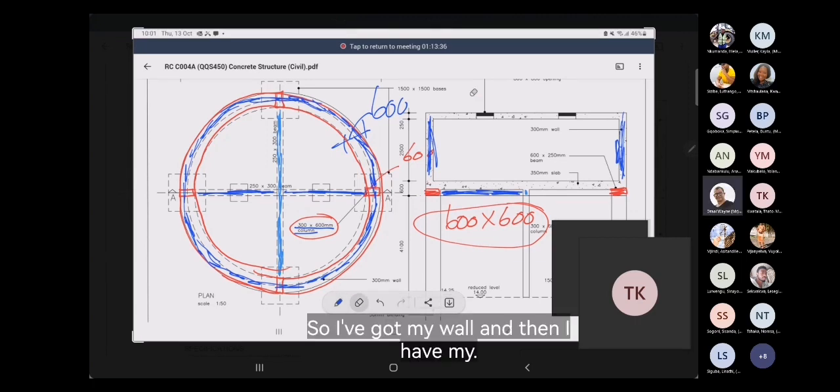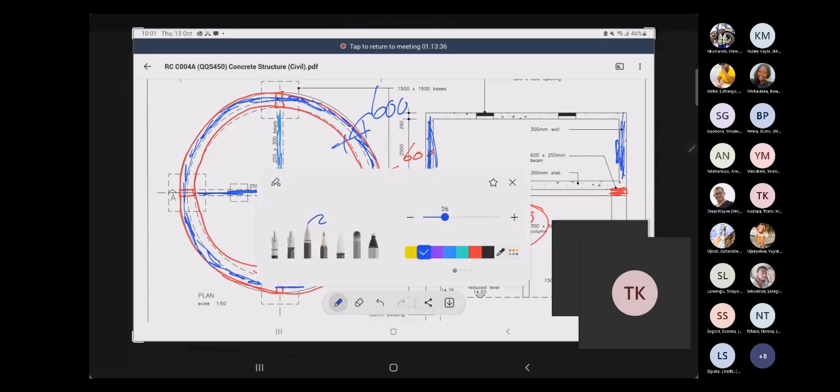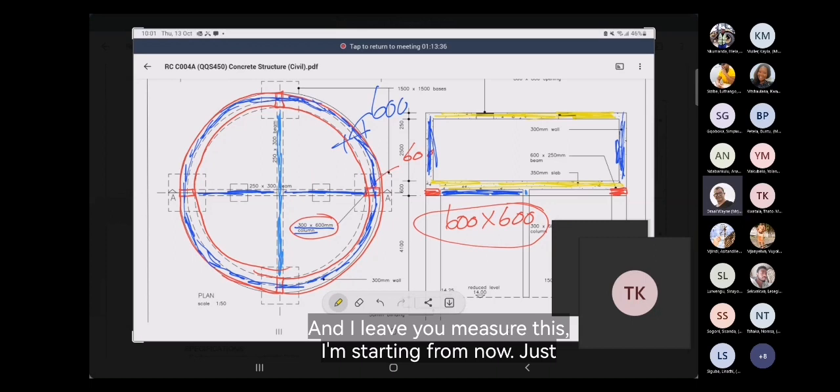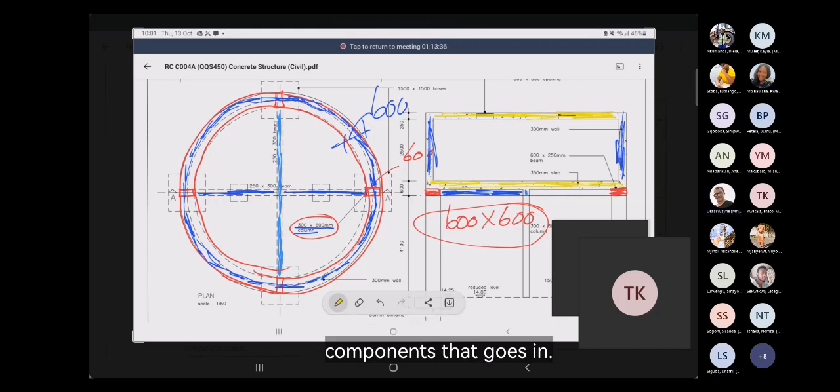So I've got my wall, and then I have my two slabs. One at the top, one at the bottom. So if I start and I need to measure this, I'll start off from, but now just looking at that, I have now identified the respective components that go in.